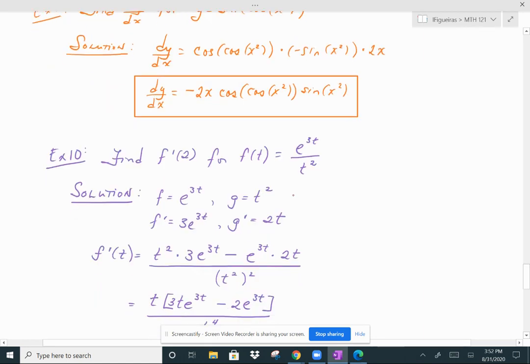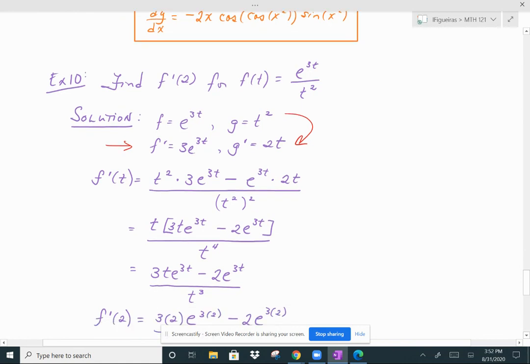So my f is e to the 3t, my g is t squared, my f prime, which is where we apply chain rule, is 3e to the 3t, and here it's just power rule. Derivative of t squared is 2t. All right, then we plug that into our quotient rule.